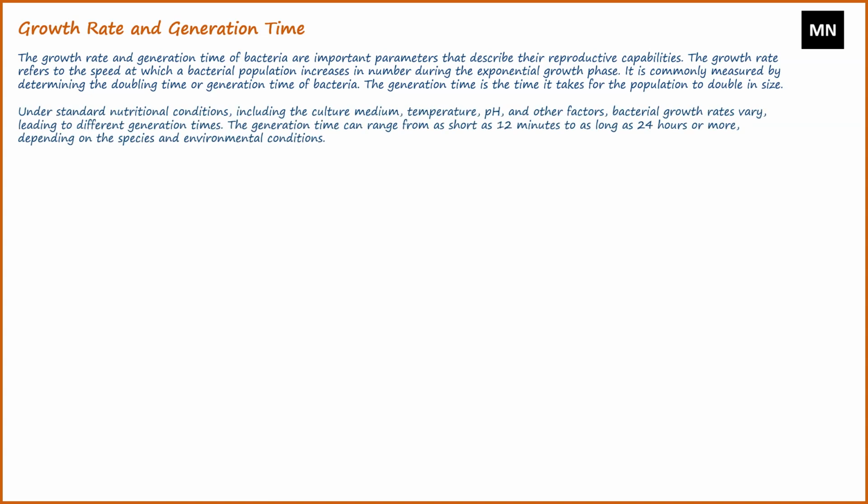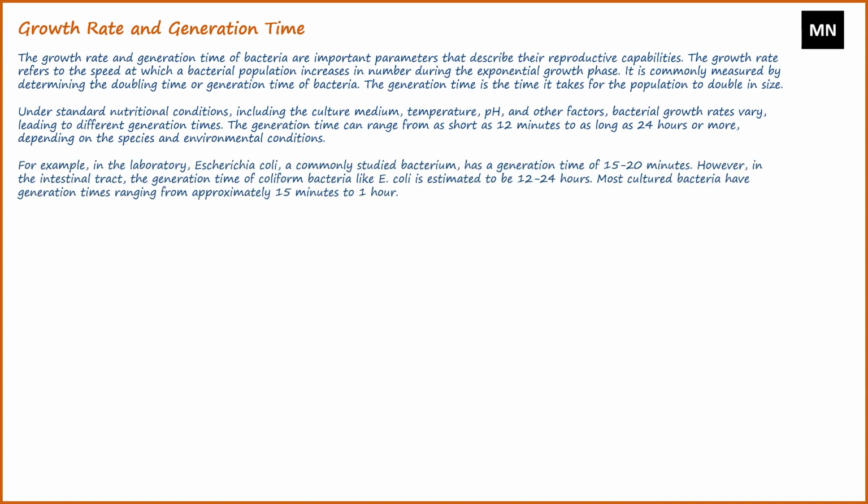Under standard nutritional conditions, including the culture medium, temperature, pH, and other factors, bacterial growth rates vary, leading to different generation times. The generation time can range from as short as 12 minutes to as long as 24 hours or more, depending on the species and environmental conditions. For example, in the laboratory, Escherichia coli, a commonly studied bacterium, has a generation time of 15 to 20 minutes.